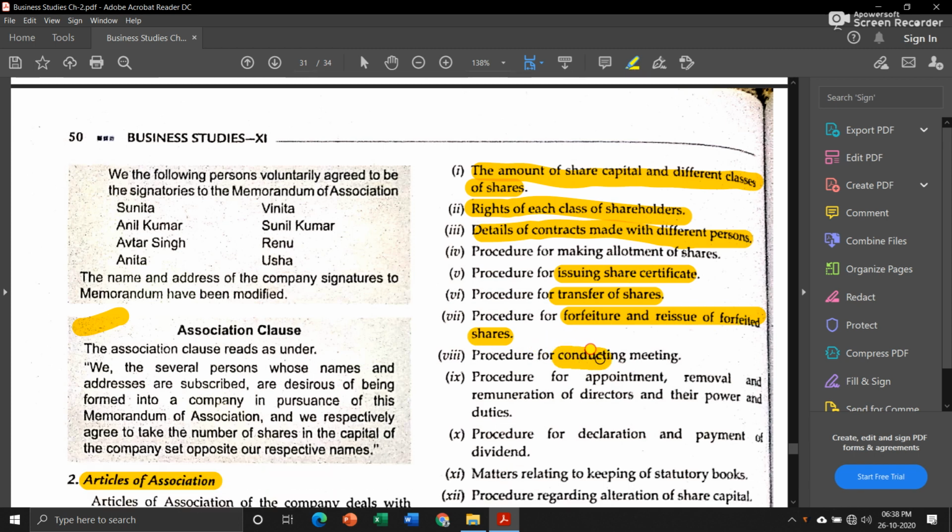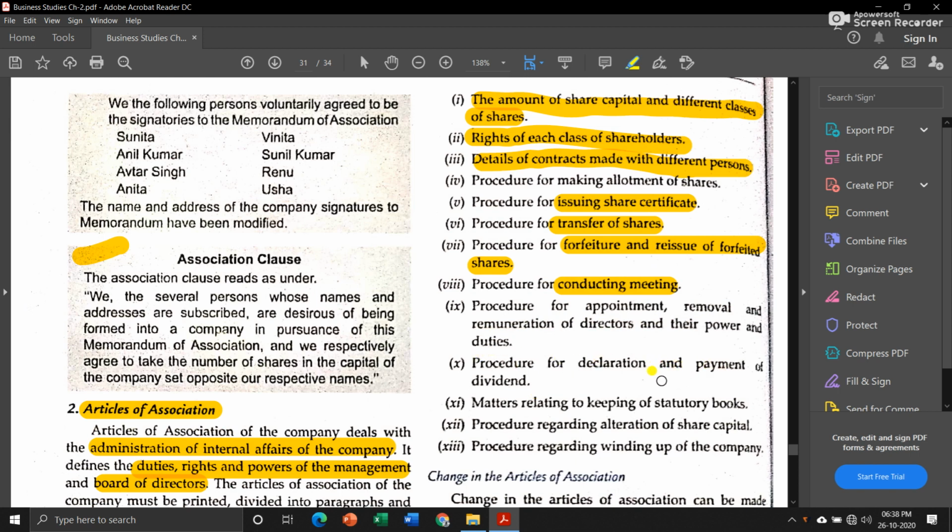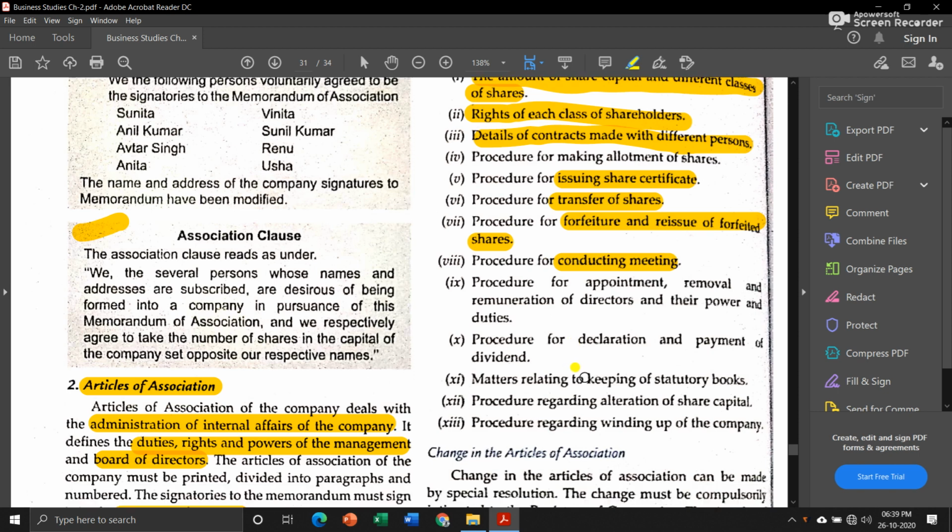Then the procedure for conducting meetings. Then the procedure for appointment, removal and remuneration of directors and their powers and duties. Procedure for declaration and payment of dividend: before giving out dividend on shares, a company has to make a declaration. For making that declaration, how much dividend they are going to pay to the shareholders, all those things should be mentioned in articles of association. Then matters relating to keeping of statutory books, meaning all the important books, what kind of books they are going to keep and where they are supposed to keep them.